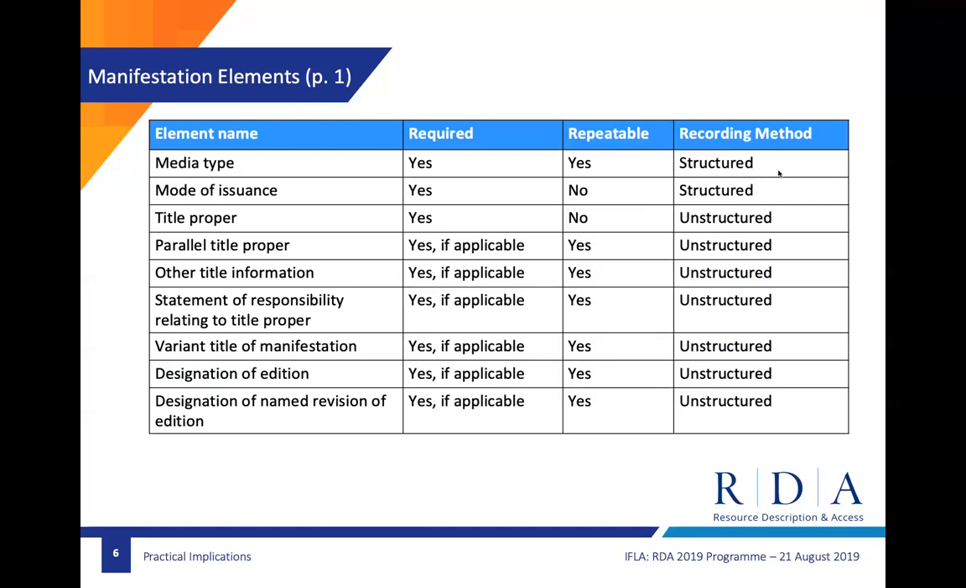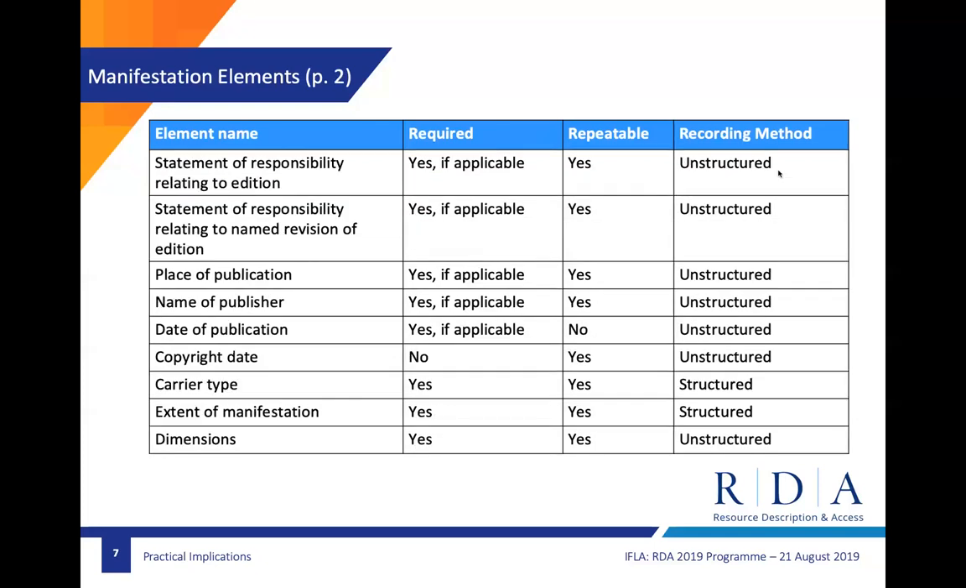For the most part, you will see that I'm using both structured and unstructured descriptions. Structured descriptions are when I'm taking a term from a list. Unstructured descriptions are largely when I'm transcribing from a source. The manifestation elements are the longest list because that's the bulk of where my description is for this simple monograph. Some of the things on this list are not going to be used in my particular situation because they are not applicable.